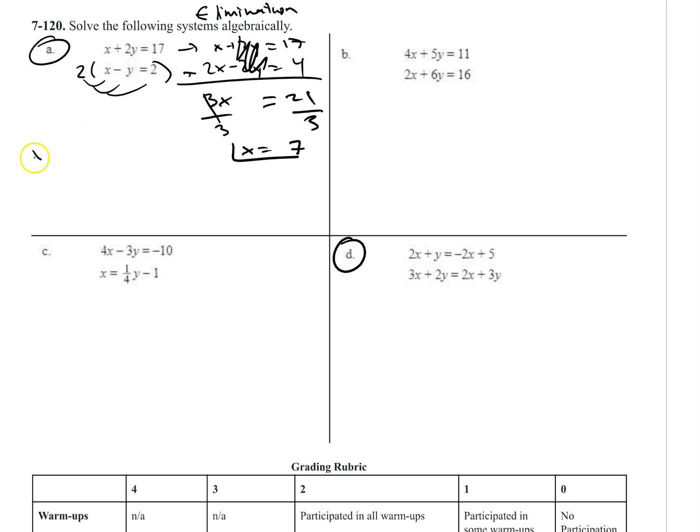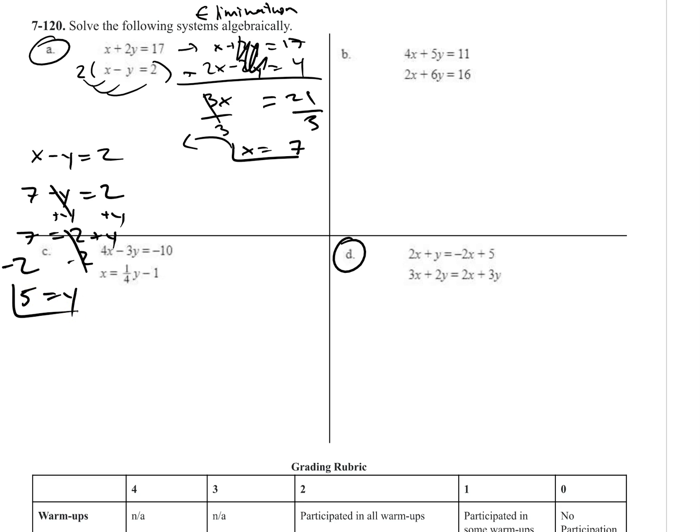So now if I go back to the original equation, x minus y equals 2, and I plug in 7. 7 minus what number is 2? It's 5, right? Well, if you want to find that out, let me add y to both sides. So 7 equals 2 plus y, and then take away 2. Y is 5.